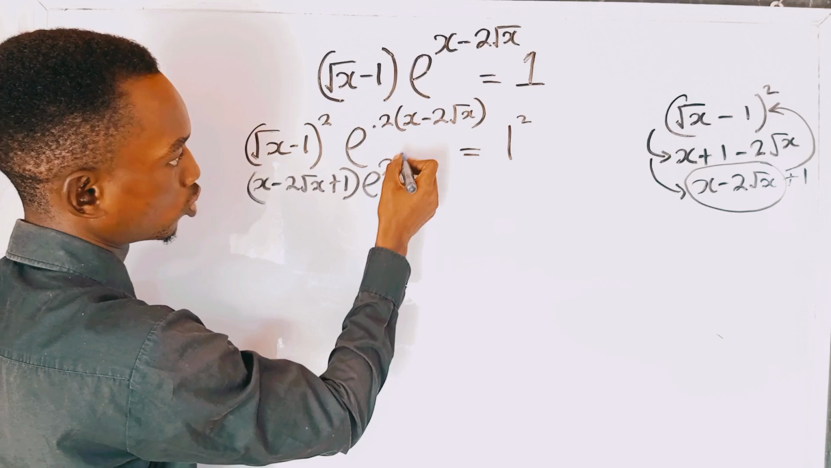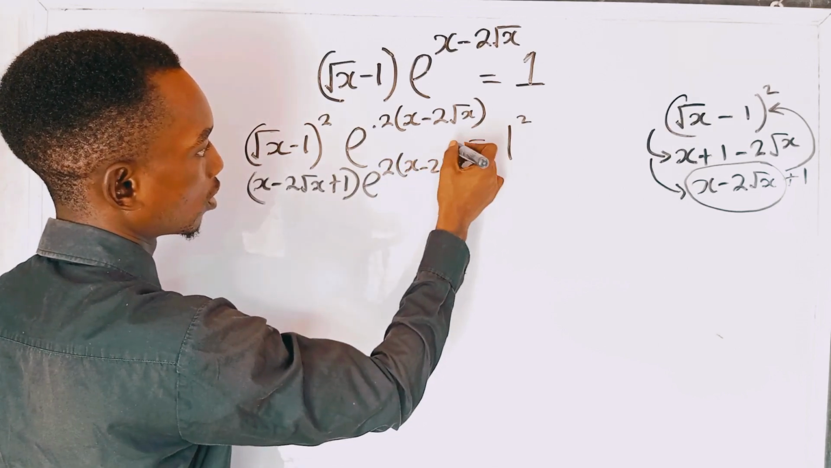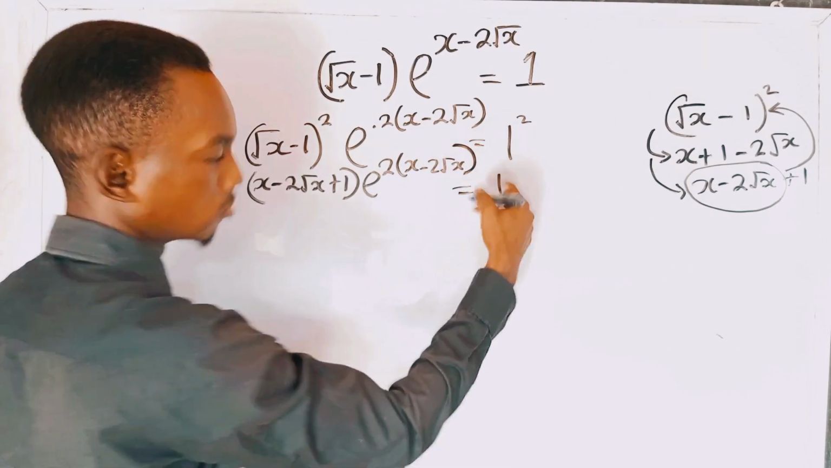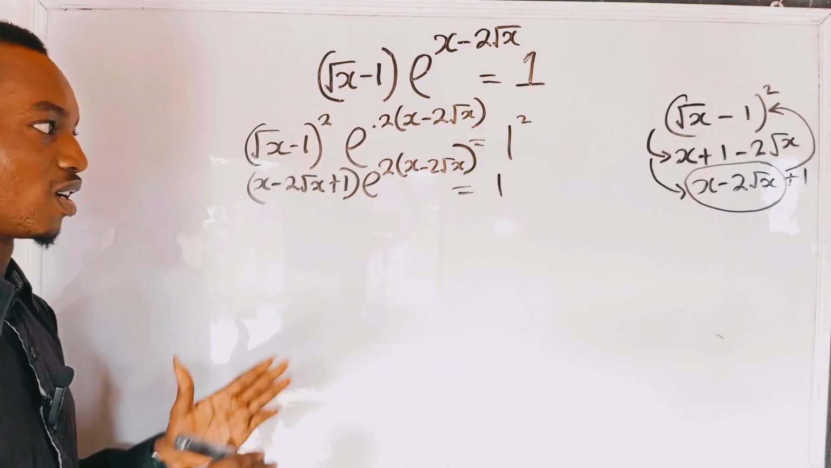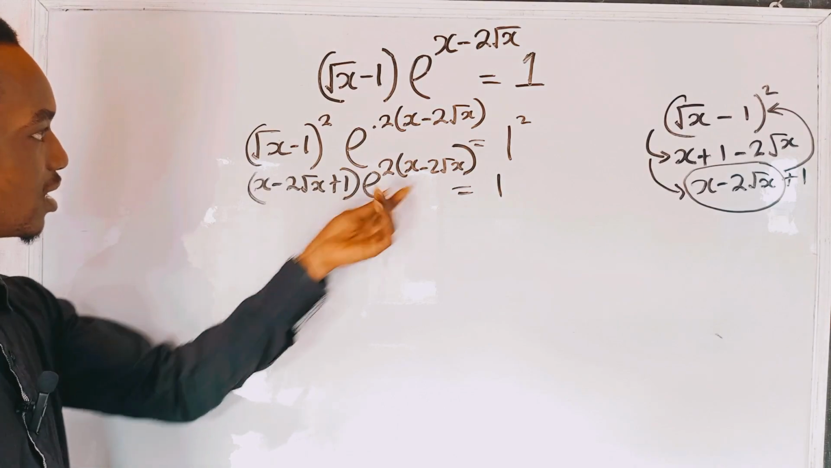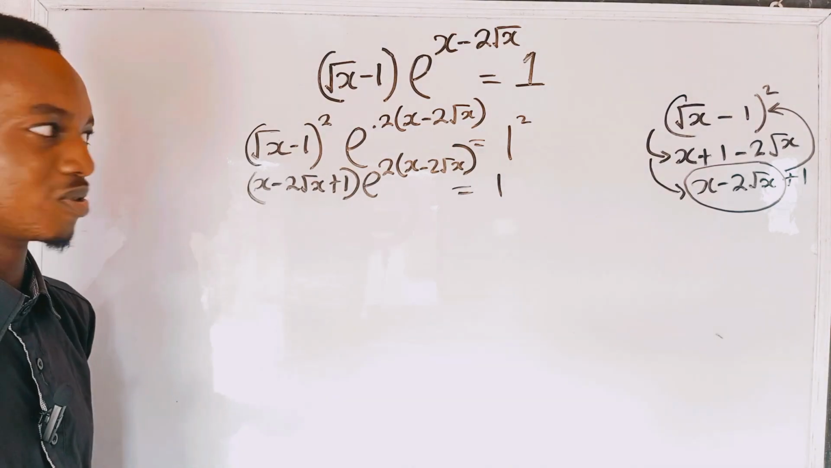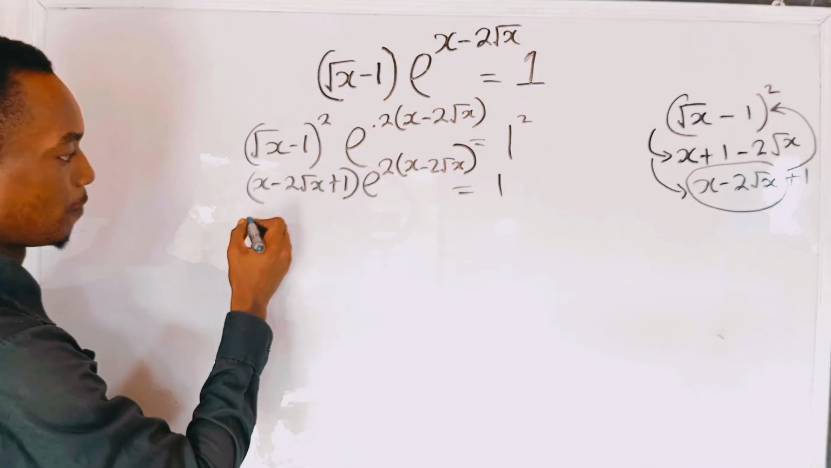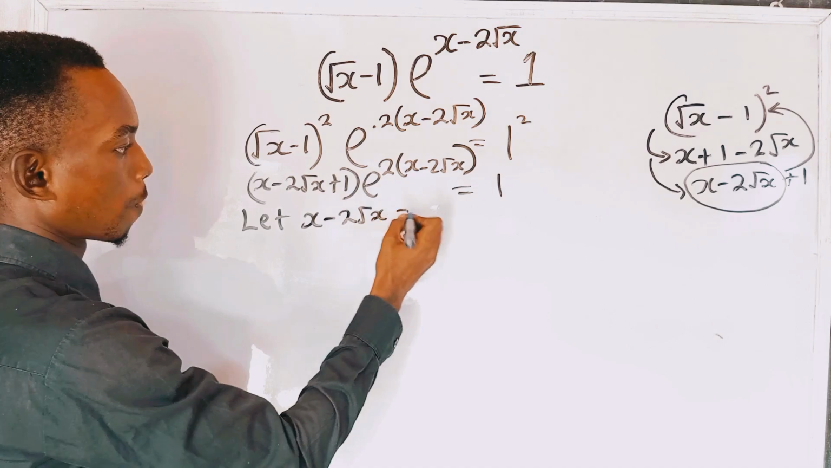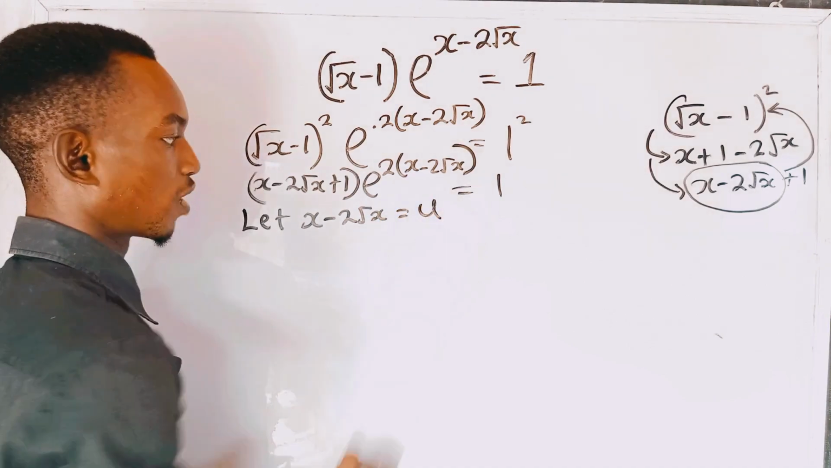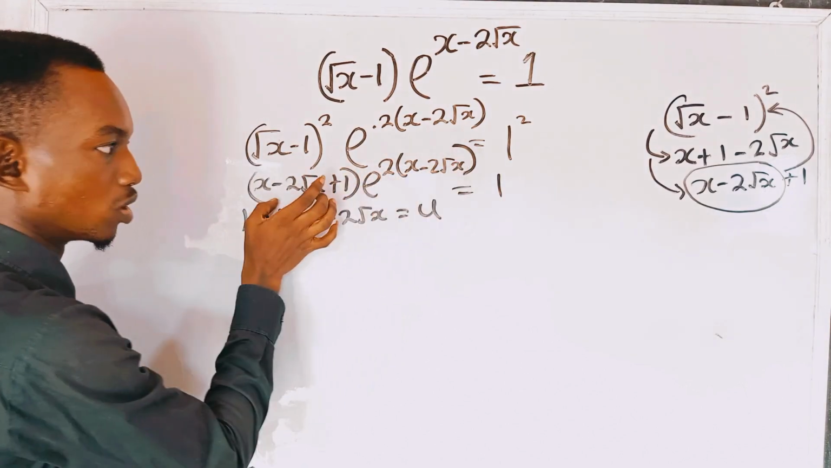Then to the power of 2x minus 2 root x, close the bracket. 1 squared will give us 1. Okay, now we are getting very, very close. We can see now that these two variables are now unified. Now can I use a substitution? Instead of this, we can now say let x minus 2 root x equals u for an example, because now they are unified, they have exact same word form.